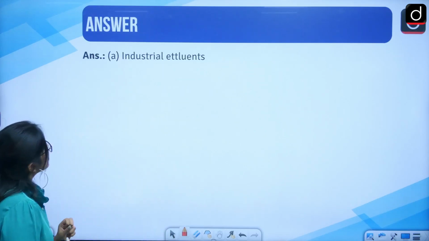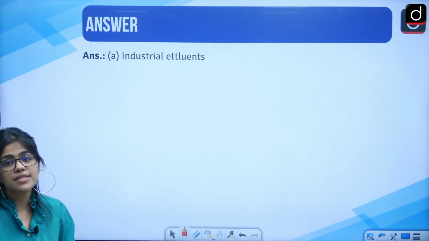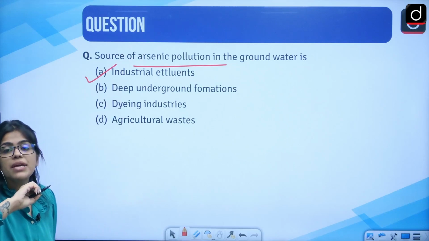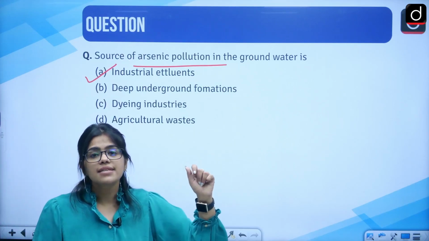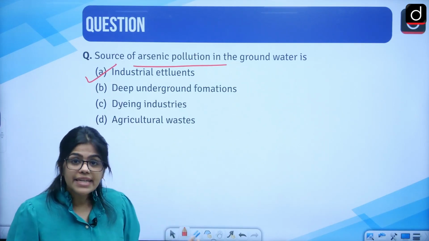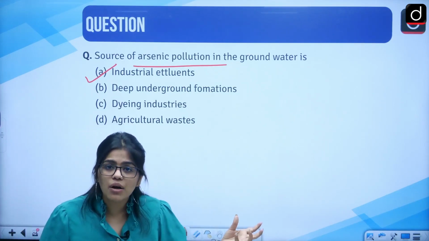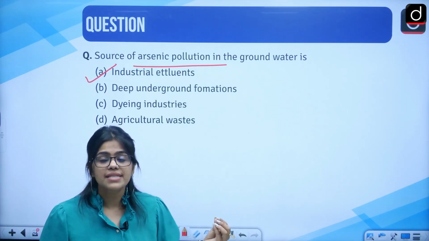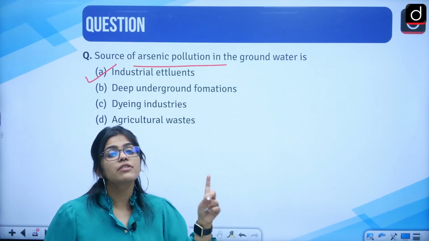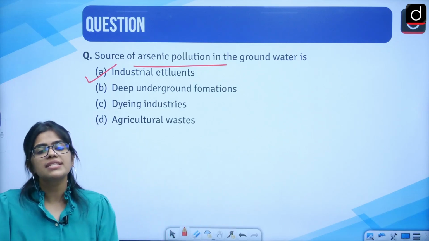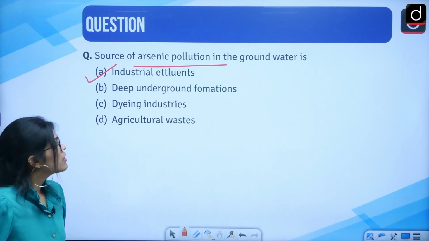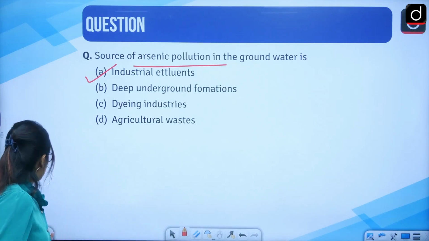So what is the right answer? It is industrial influence. In the industries, you will find that a lot of arsenic is being used, and these industries just dispose of the water or the waste without treating it. This waste can either go into the landfill and then percolate and harm the groundwater, or be driven into the water bodies and cause groundwater or water pollution.